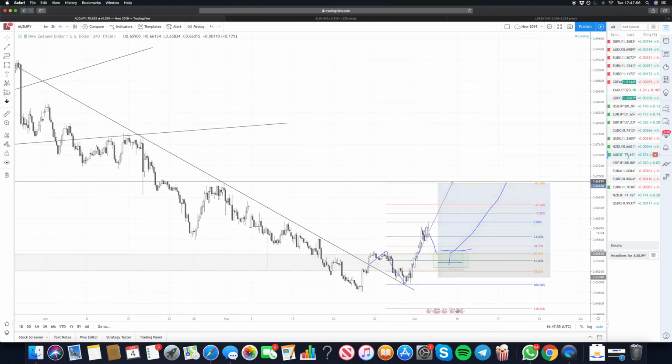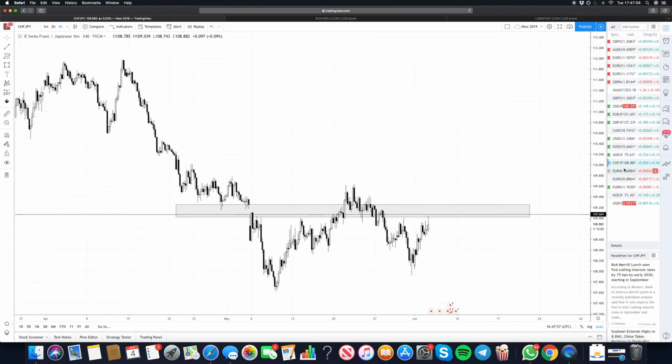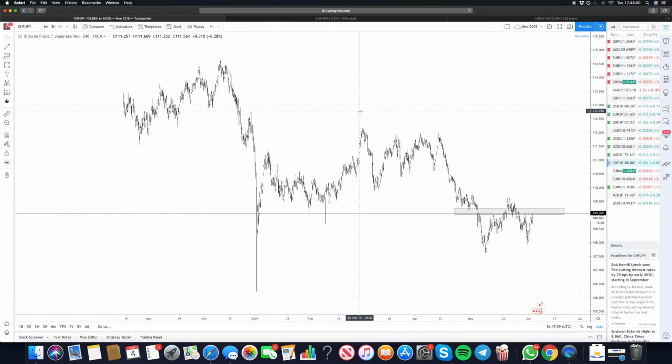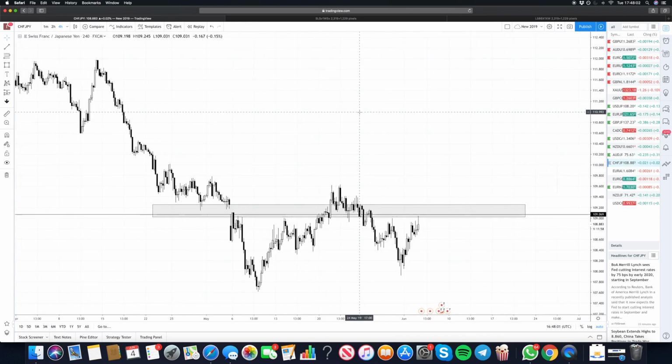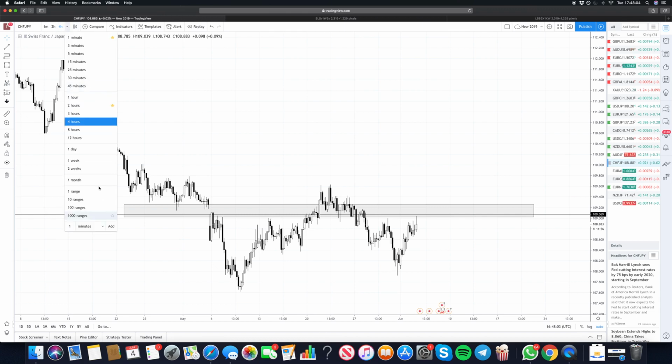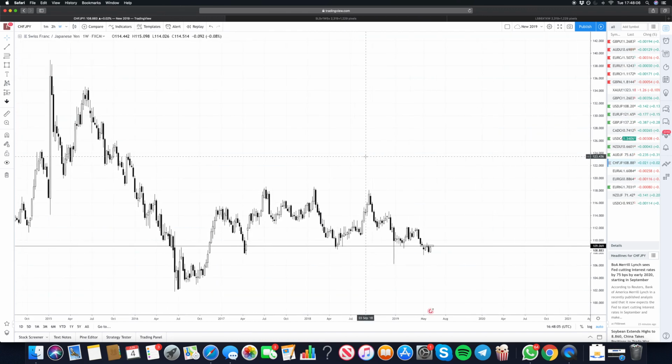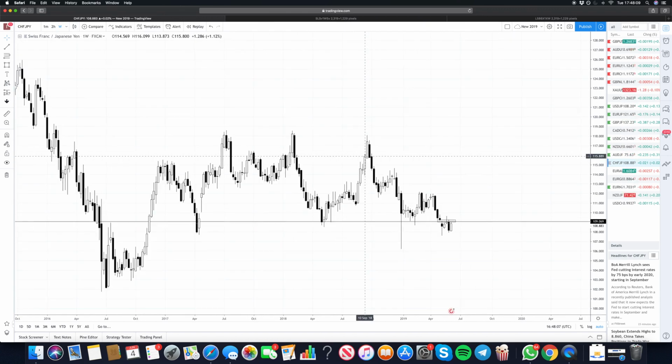Going through the charts, we do have a few more pairs. Swiss franc yen, I'm just keeping an eye out on it, but I have a feeling that we could see a break through this zone. It just depends how far this pair actually wants to fall. However, just lining it up.